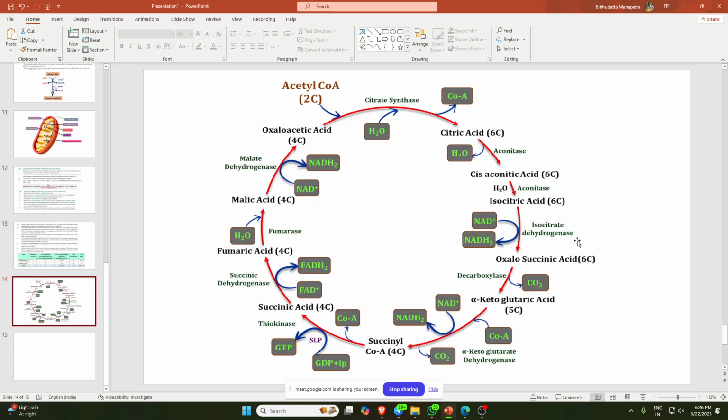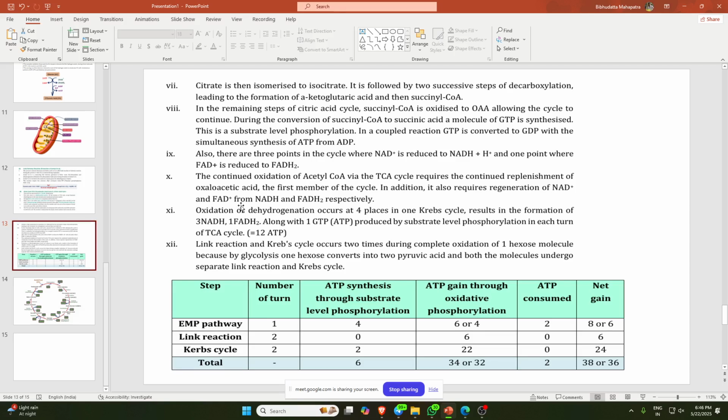Now see here, where the oxidation is happening. One step is here, another here, another this one, 3, this one, 4. The formation of 3 NADH and 1 FADH2, along with 1 GTP or 1 ATP produced by substrate level phosphorylation in each turn of the cycle. So how many ATP? So there are 12 ATP. Okay, yes or no?